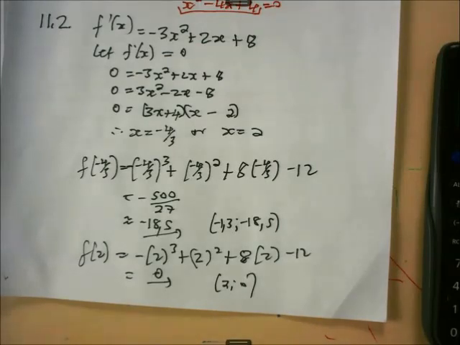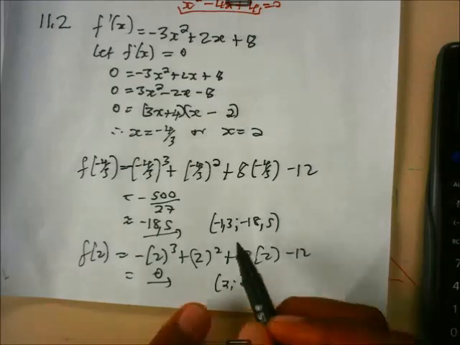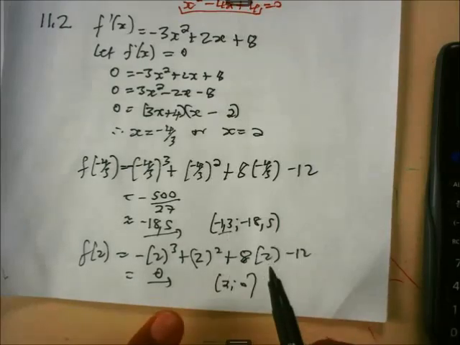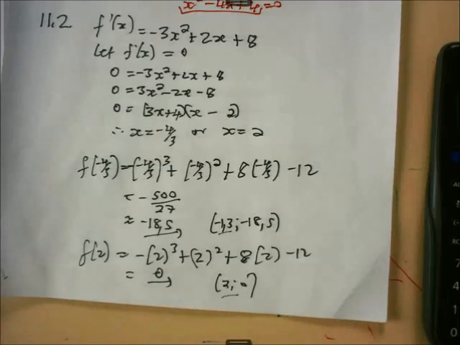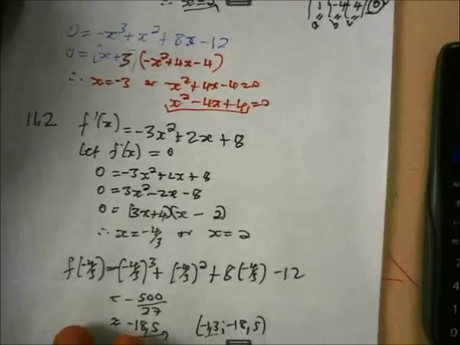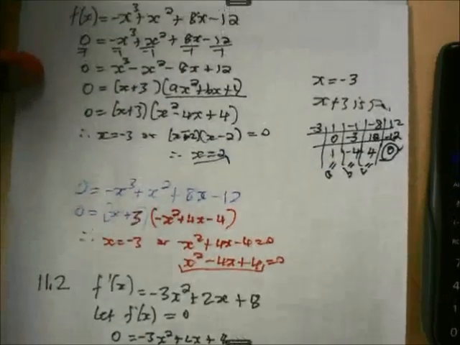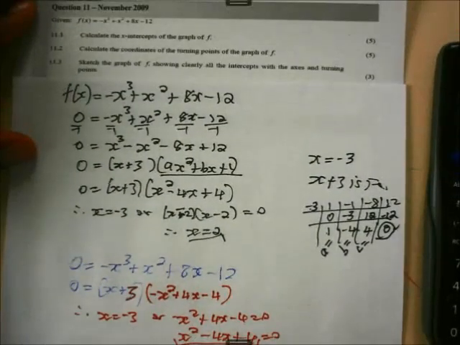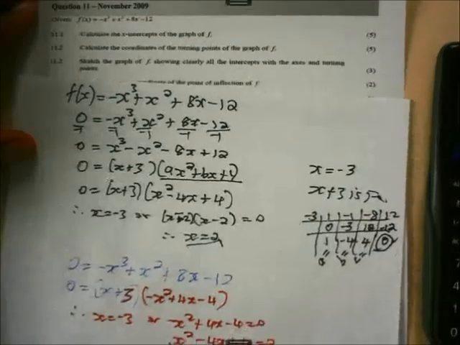Right, boys and girls, from this one I can tell you now, this one will be the minimum turning point, this one will be the maximum turning point. Of course, let us see if this one is true. Now 11.3, now they are saying we must sketch the graph of f, showing clearly all the intercepts with the axes and the turning points of f. It's very, very important, right?